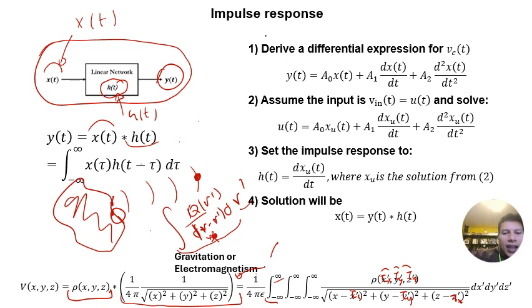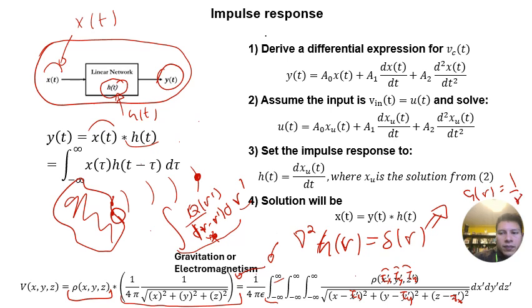As it turns out, 1 over the distance is what we call the Green's function for the Laplace operator. So if you have Laplace of h of r equals delta of r, the solution is h of r equal to 1 over r. That's basically applying the same logic, but instead of in the time domain, you've been applying it in the space domain. Well, now we're going to apply it in the time domain to solve circuits.